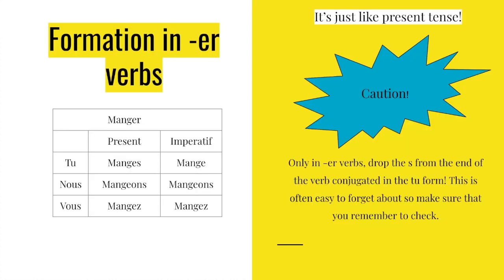Now when conjugating, you just take the exact same form as the present tense, but only in ER verbs. It's important to drop the S off the tu form. This is often a very common mistake that's made, so make sure you remember to check. For example, in manger, the S is there in the tu form for the present, but in the imperative, there is no S. This only happens in ER verbs, no other verbs.